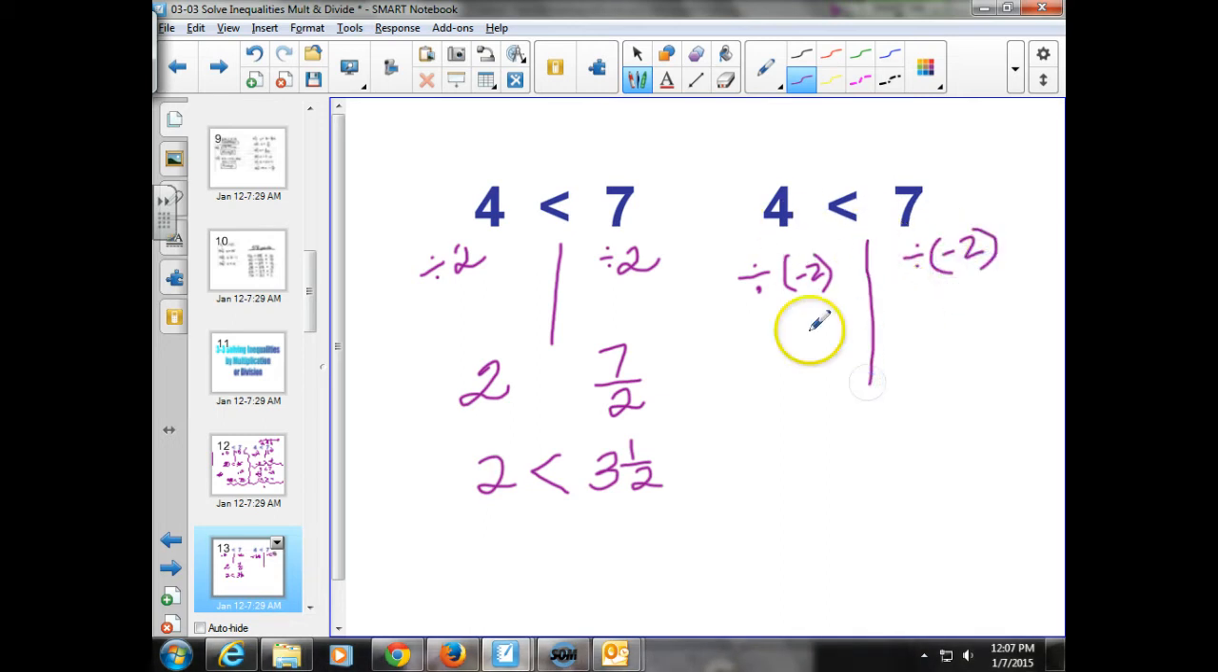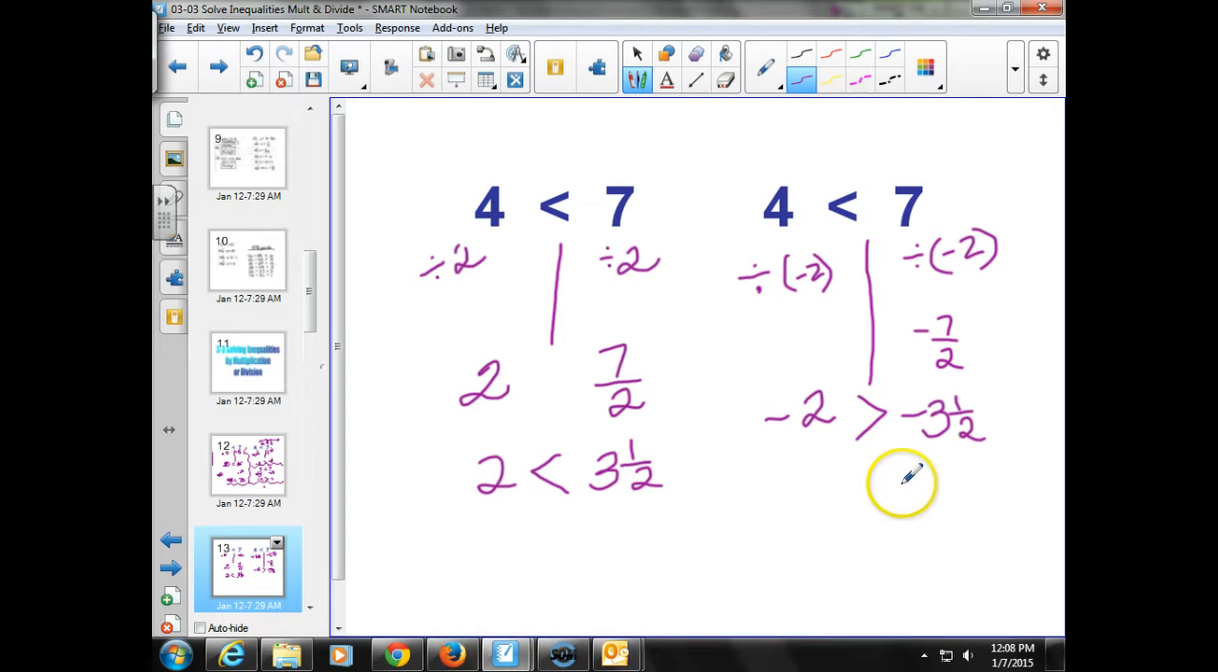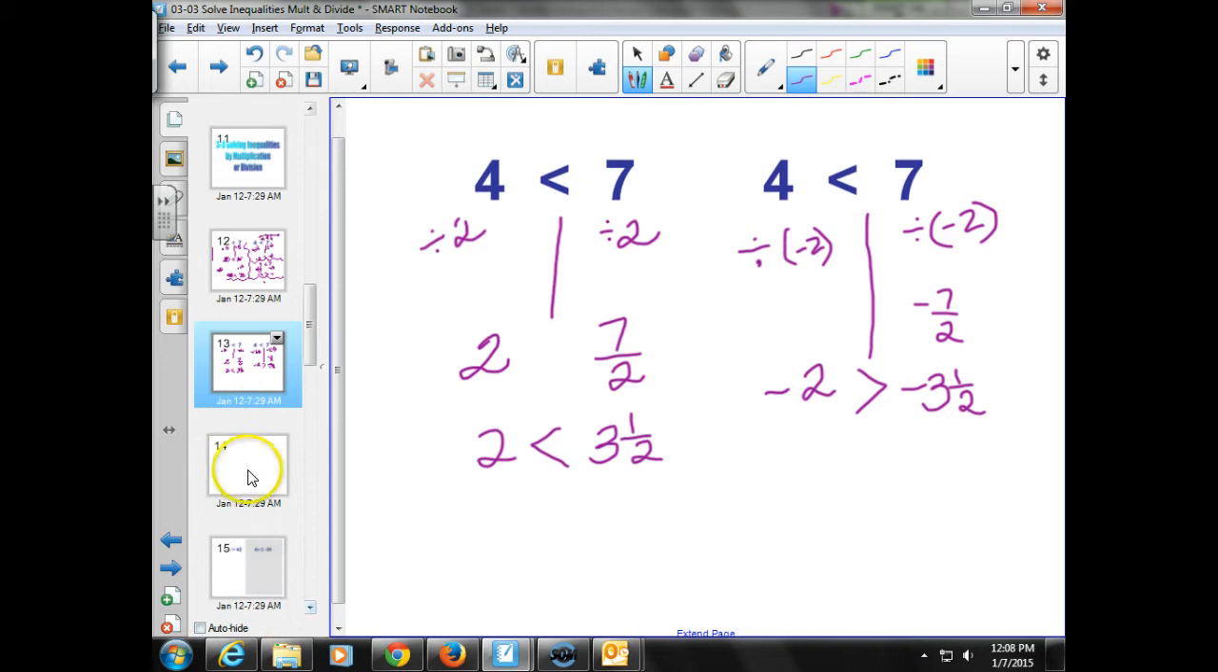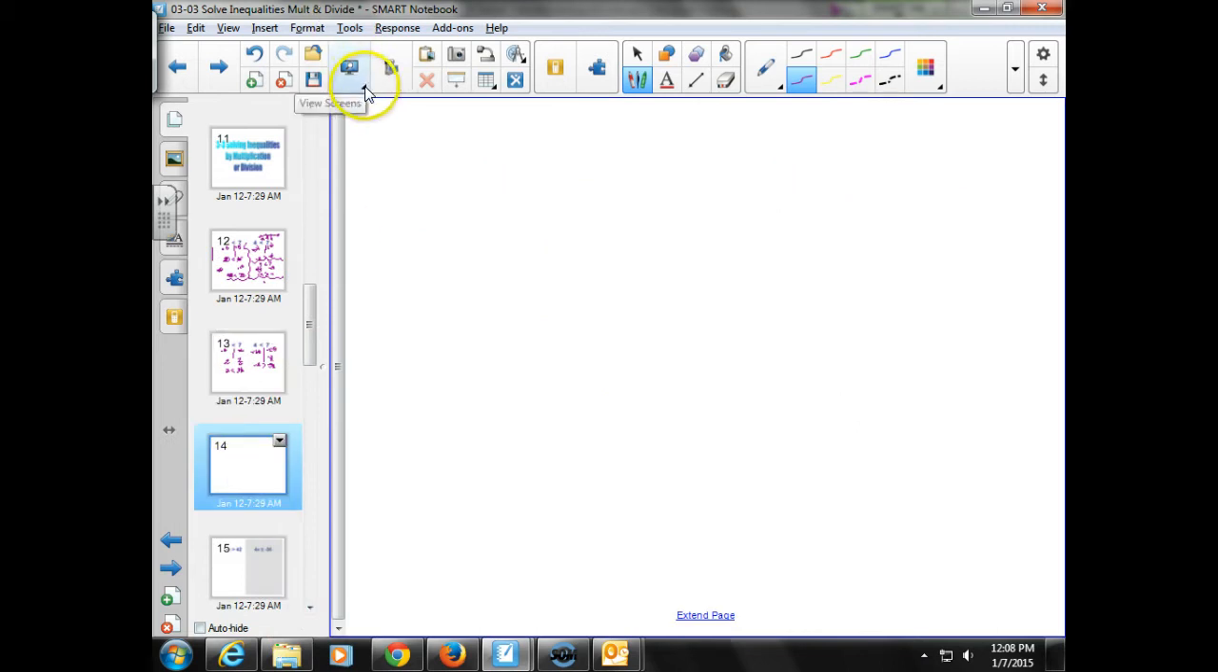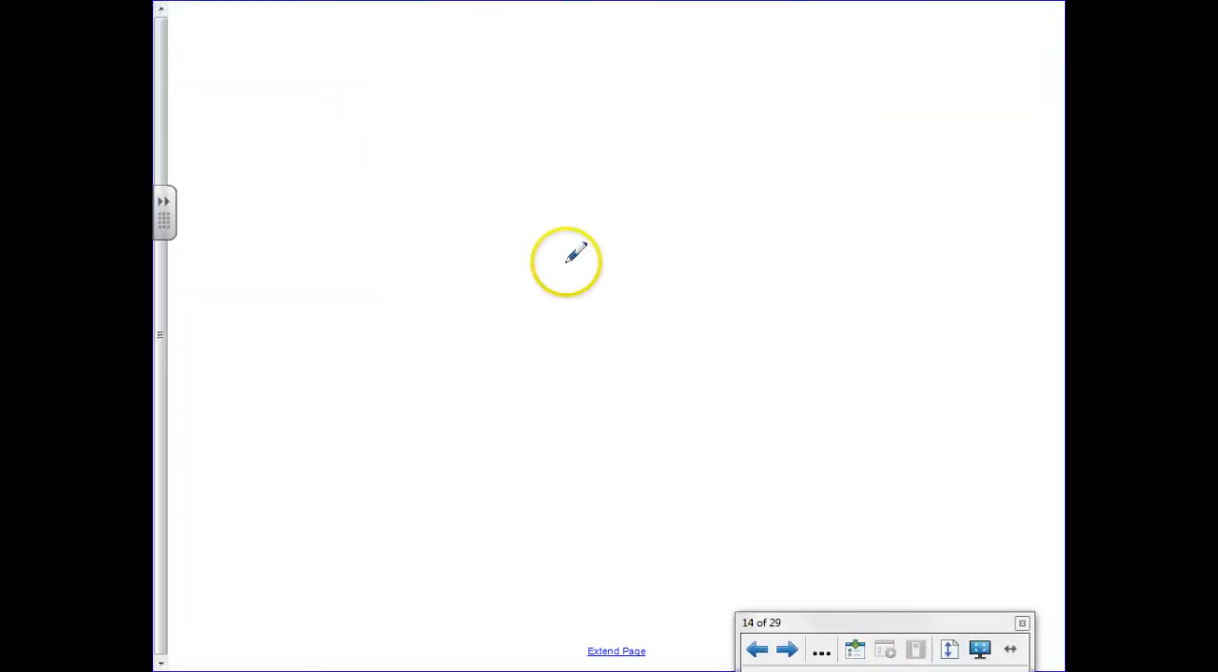Here's what happens. On the left, I get a value of -2. On the right, I get -7/2, which, by the way, is the same as -3.5. And then I say, oh, whoa, wait a minute here. -2 is not less than -3.5. In fact, it's the other way around. It's a greater than relationship here. So, something very, very different is going on here with regard to my properties and with multiplying and dividing.